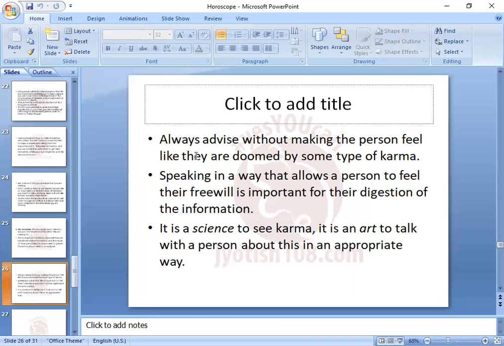very difficult for you to explain to the client. In that case, you have to speak in a way that makes the person receptive to your words, that makes the person accept your words. Okay, it is a science to see karma. It's an art to talk with a person about this in an appropriate way.